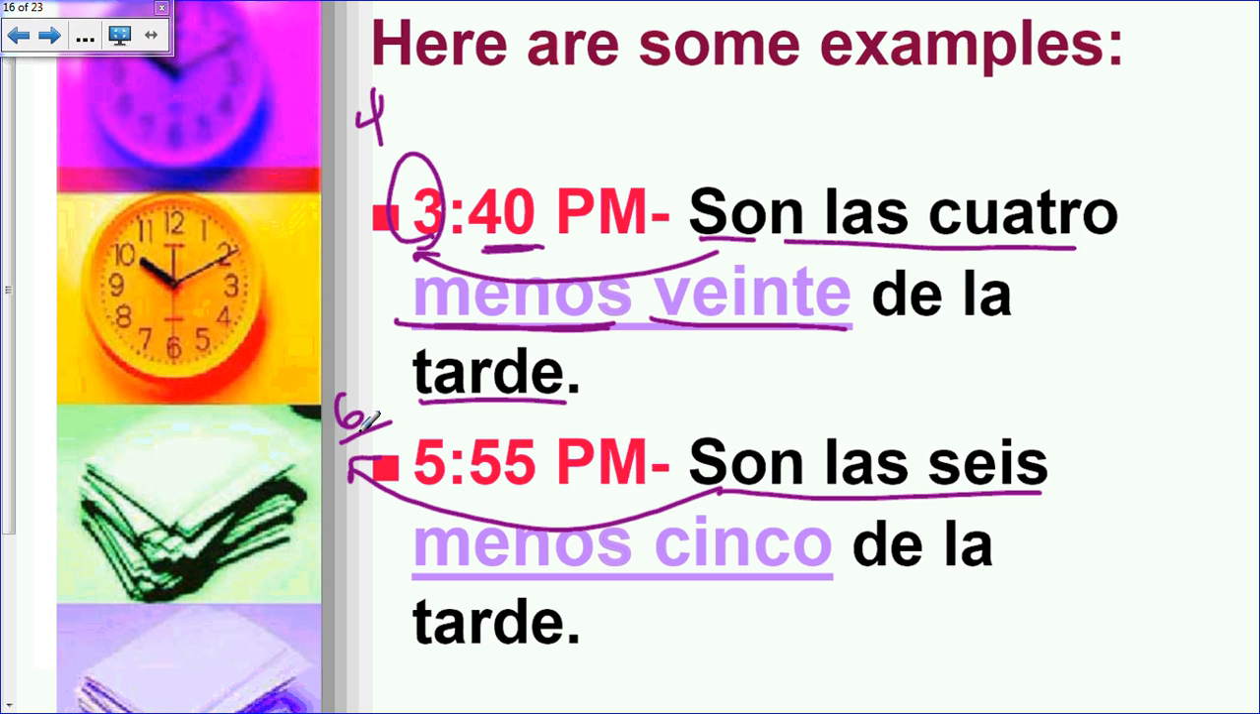Menos cinco, the amount of minutes difference between this time and the next hour, de la tarde. Now, a couple of you may want to put here de la noche. In my opinion, it's a little bit different for everybody when you think nighttime starts. I start to think that 5 o'clock is when nighttime starts to kick in. But in the real world, no one's going to grade you if you say de la tarde or de la noche, because your perception of when night and afternoon begin is different.